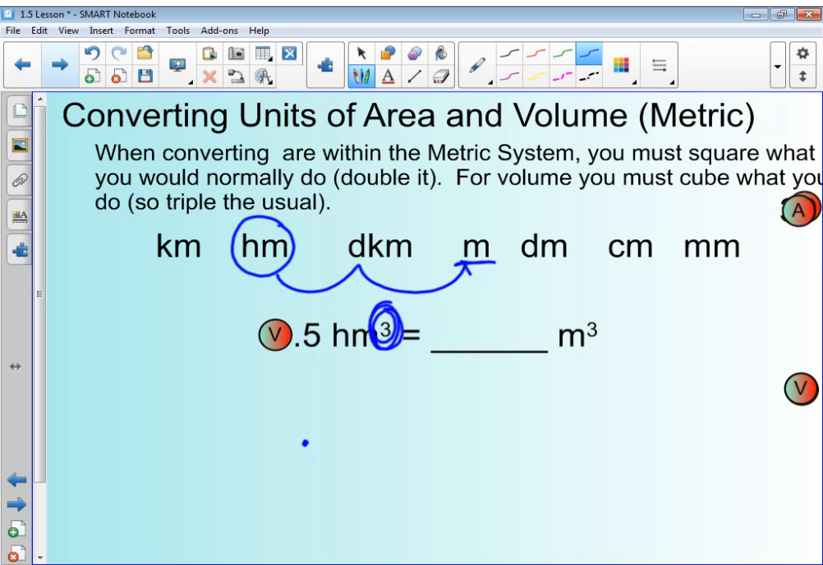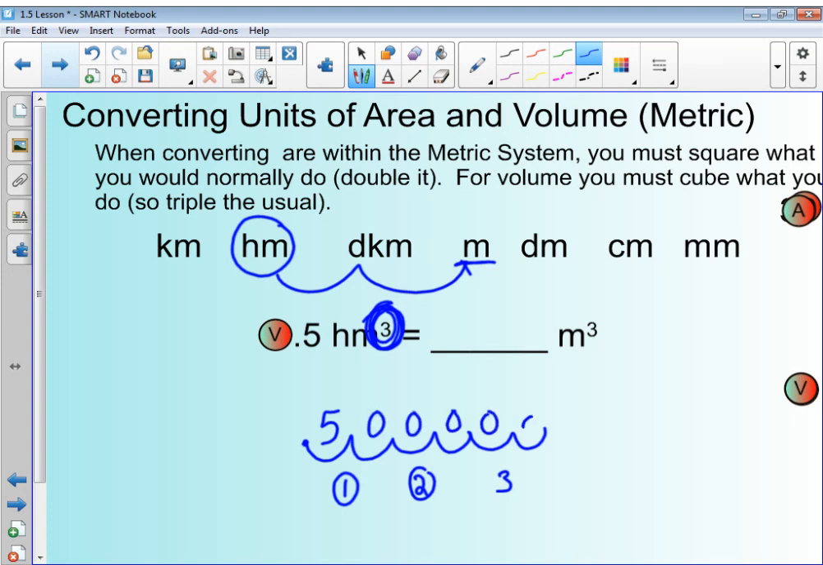Okay, so 0.5 is what I normally had. And I said I'm going to go 2 places to the right. So there's my first set, go 2 again. There's my second set, and go 2 again, 1, 2. There's my third set for my cubed. Okay, so now I'm going to put zeros where those bumps are. Throw my comma in. So I just found out that 0.5 hectometers cubed is the same as 500,000 meters cubed.